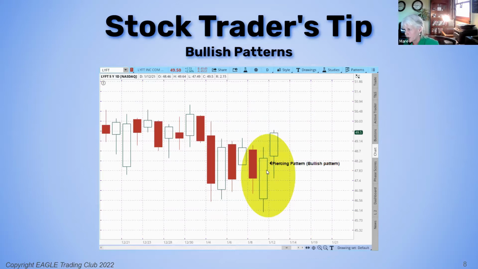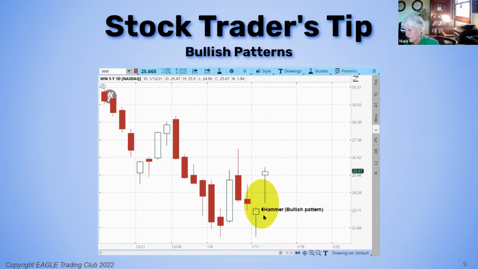This is a piercing pattern, which is where this big green candle has about 2/3 coverage of the prior day's red or bearish candle. This is another bullish indicator that it will go up. This is also fairly predictable.